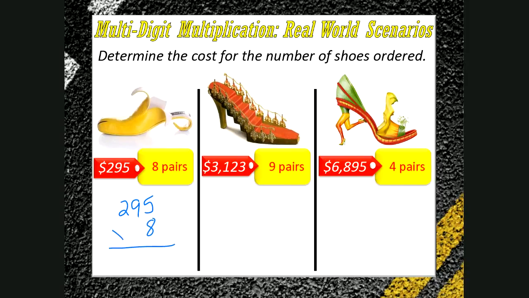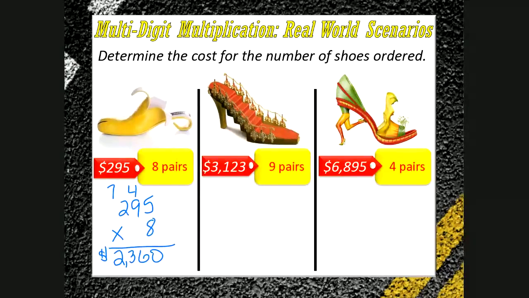8 times 5 is 40. I'm going to carry over our 4. 8 times 9 is 72, plus 4 more makes 76. We're going to carry over our 7. 8 times 2 is 16, plus 7 would be 23. So the answer would be, and remember that we're working in money, so we're going to be sure to label it money, $2,360. Go ahead and pause the video and work out the next two problems. You can come back and find the answer.